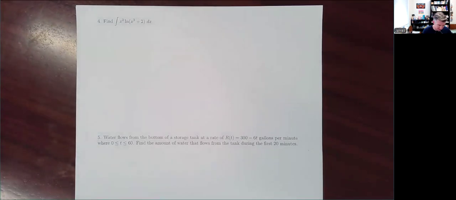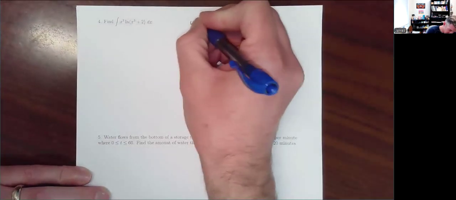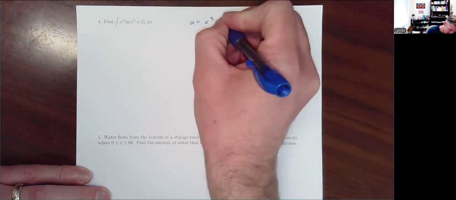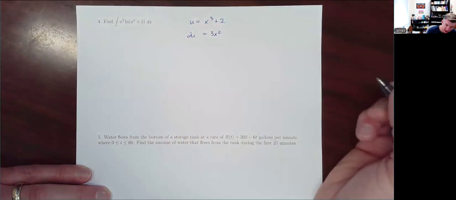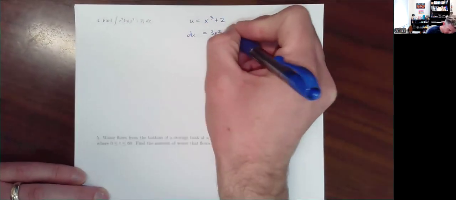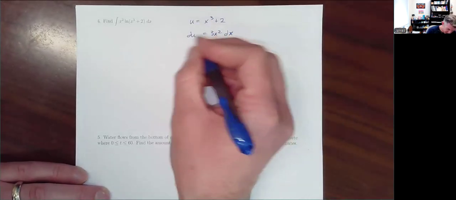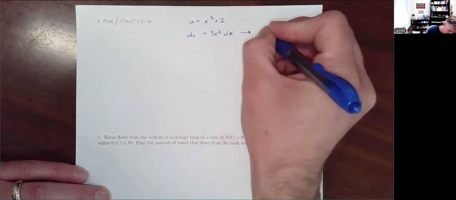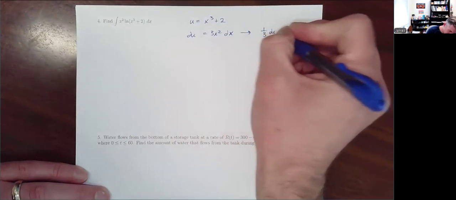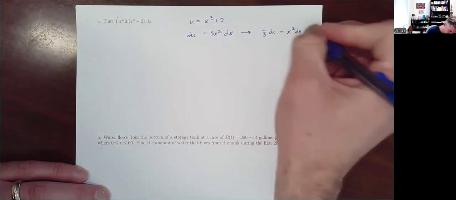So it looks like a good candidate for u would be x cubed plus 2, because our derivative is equal to 3x squared, so our du is equal to 3x squared times dx. I don't have a 3, so I'm going to divide both sides by 3, or multiply both sides by 1/3, to get 1/3 times du equal to x squared times dx.